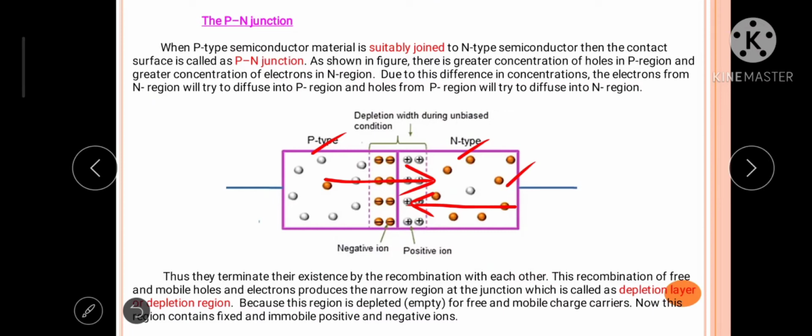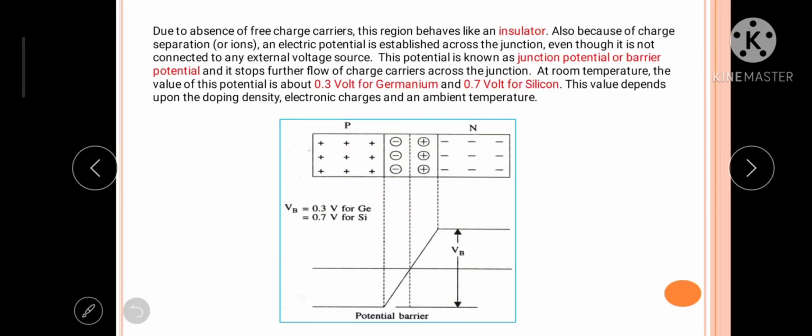Because this region, I am talking about this particular region, is depleted, that means it is empty for free and mobile charge carriers, and that's why the region contains fixed and immobile positive as well as negative ions. If we see on both sides, these are negative ions, and on this side these are positive ions. Due to absence of free charge carriers, this region behaves like an insulator. Again, we are talking about this region.